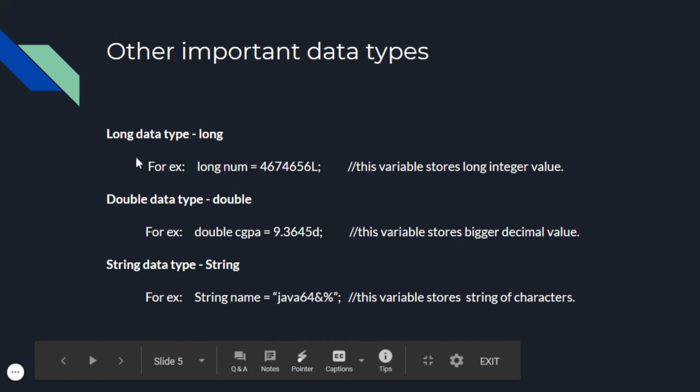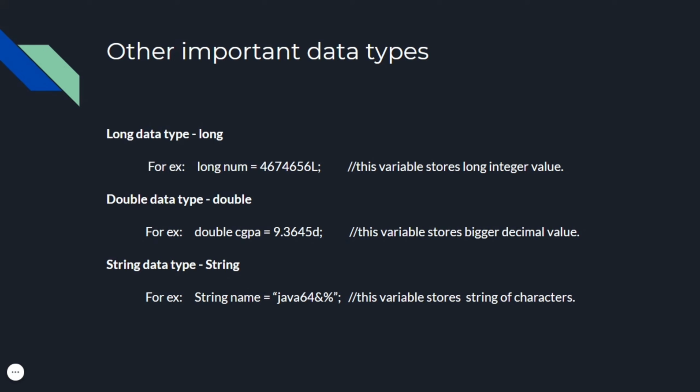Long data type stores bigger integer values. There's nothing different from the integer data type, just the name. You're going to use long data type. The keyword is long and everything else is the same. So the long data type stores the values which is bigger in size, the bigger integer values.